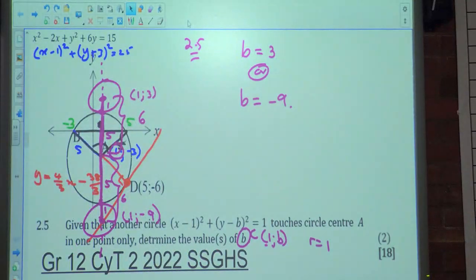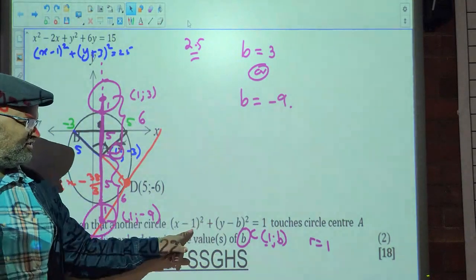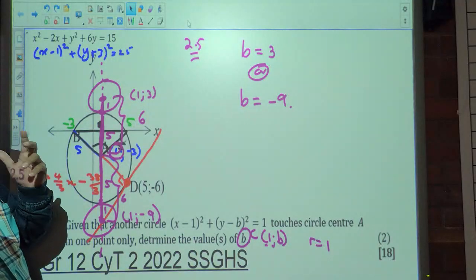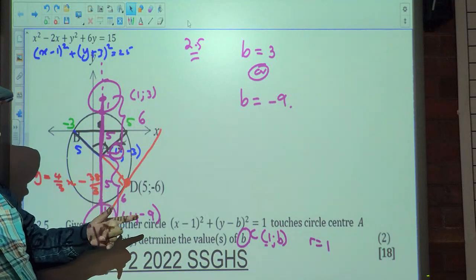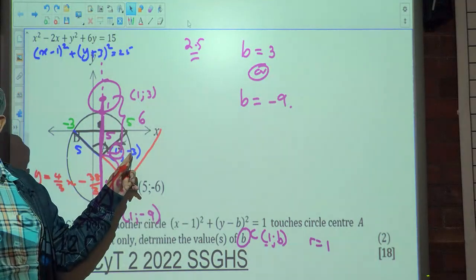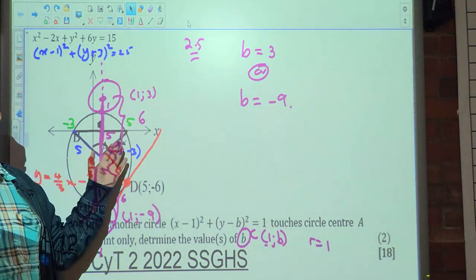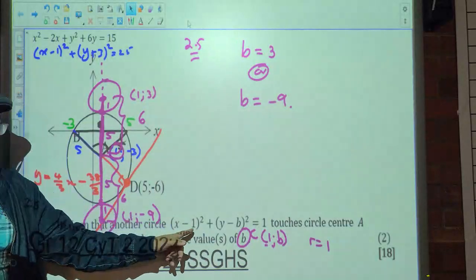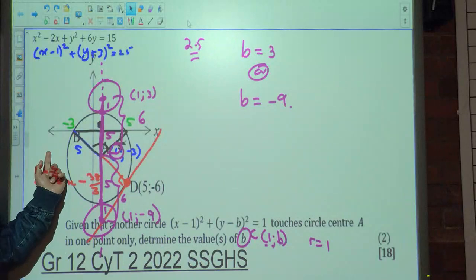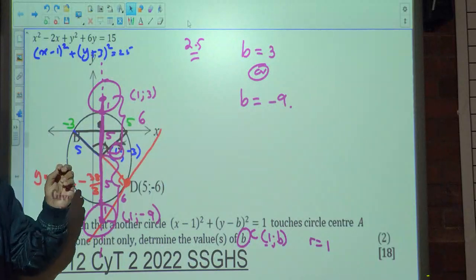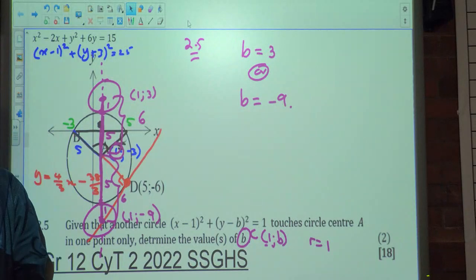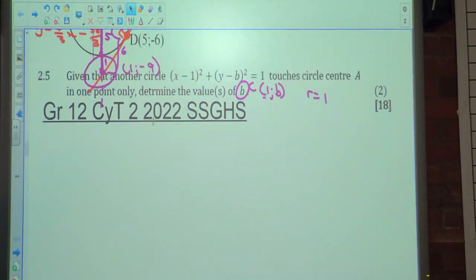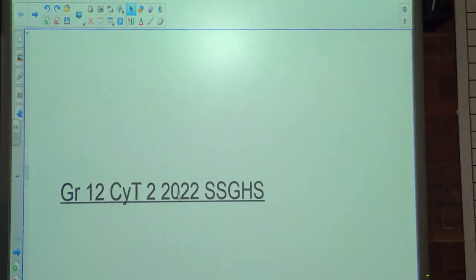Of course, if they had given you minus a, and your b value was given as minus 3 or positive 3, then the two circles would have lain here and there. Why? Because they had the same y value. Okay, you guys understand? 2.5. Let's go to question 3.